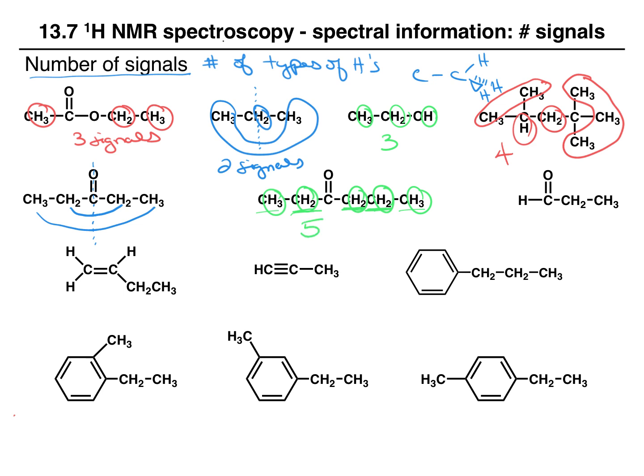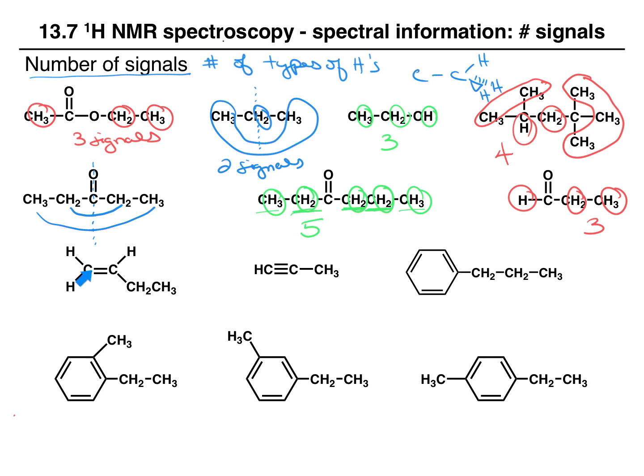In our next example, we have this hydrogen by itself. The aldehyde hydrogen is distinct from the others, separate from the CH2 group, separate from the CH3 group. We have 3 signals. Next, let's look at some examples with multiple bonds.